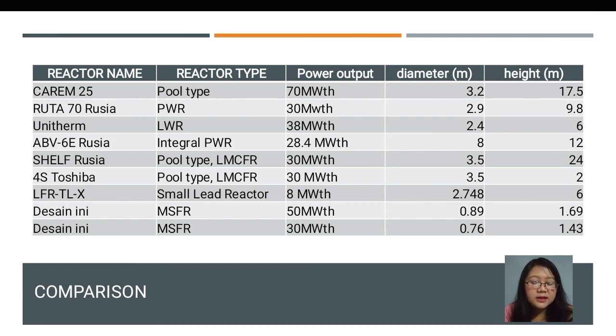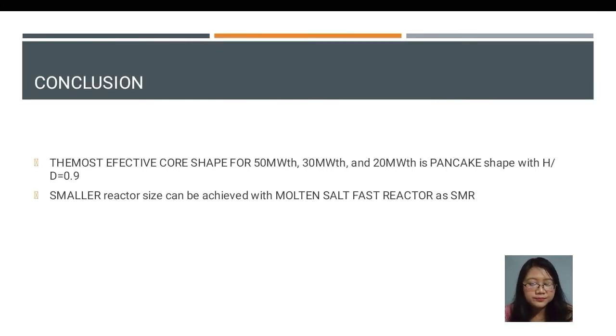And it leads to our conclusion that the most effective core shape for 50 megawatt thermal, 30 megawatt thermal, and 20 megawatt thermal is pancake shape with H over D ratio of 0.9. And smaller reactor size can be achieved with molten salt fast reactor as SMR compared to the others. And it also proved that a small modular reactor made of MSR is quite small and easily mobilized.